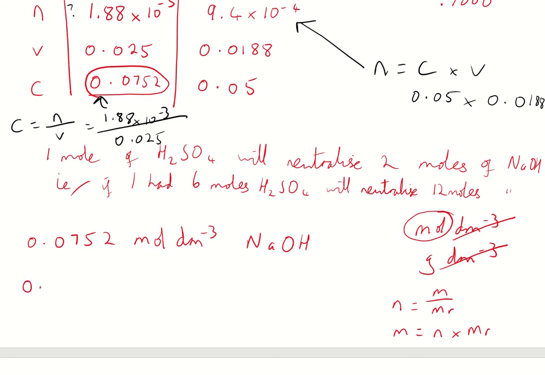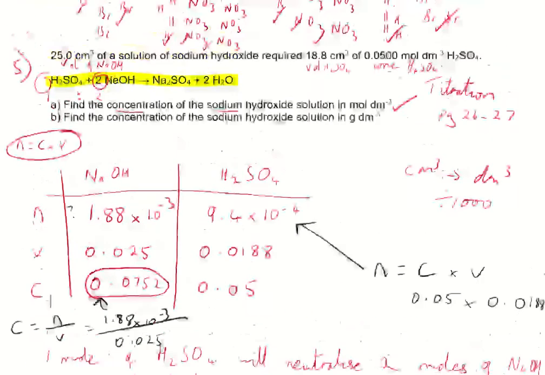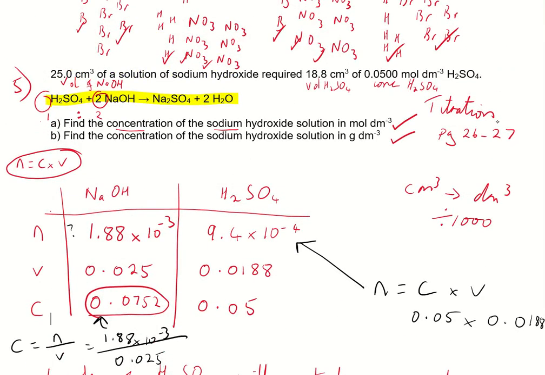So 0.0752 times Mr of NaOH, which is 40. And that gives me 3.008 grams per decimeter cubed. So that is that bit answered. Nice and easy for the second bit.